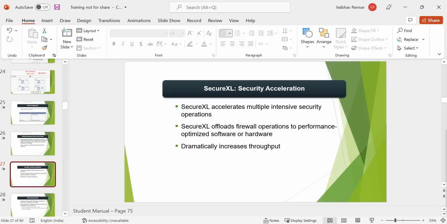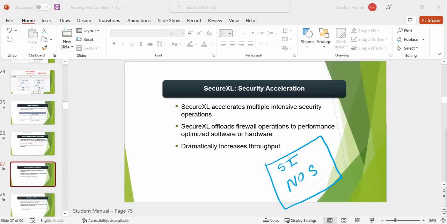Okay, I'm sure you guys are a little bit confused, so let me give you an example. Consider this is your firewall. This firewall has only stateful inspection enabled, but no SecureXL. And this firewall has stateful inspection and SecureXL. Remember. So let the packet come here.